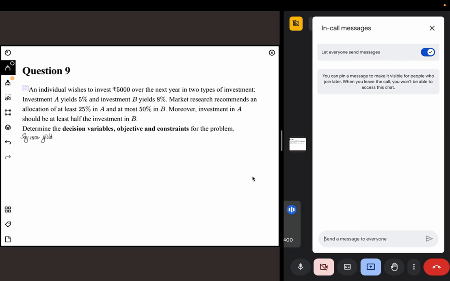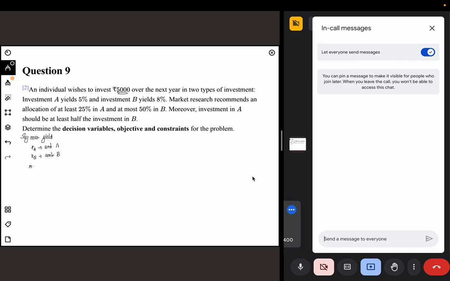So the question is, I need to split this amount into two amounts. So let's say XA is the amount invested in A, and XB is the amount that I'm planning to invest in B. The first question is clear. These are my decision variables. Now I need to come up with my objective function. Objective function is essentially my return. So I want to maximize my return.